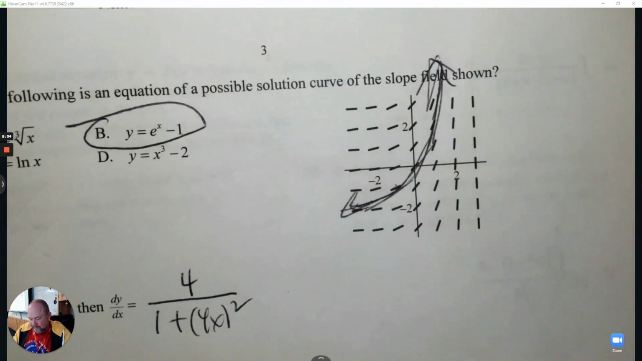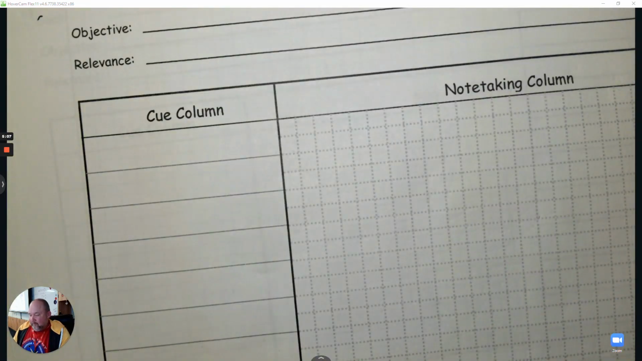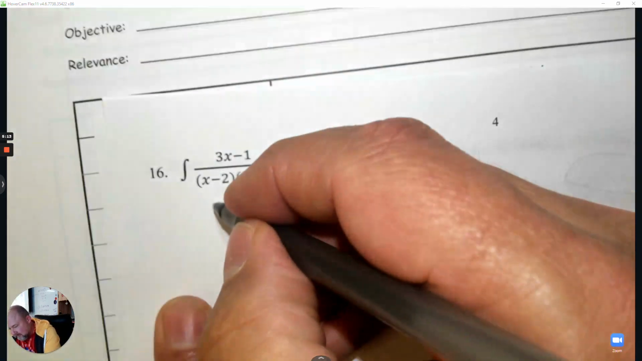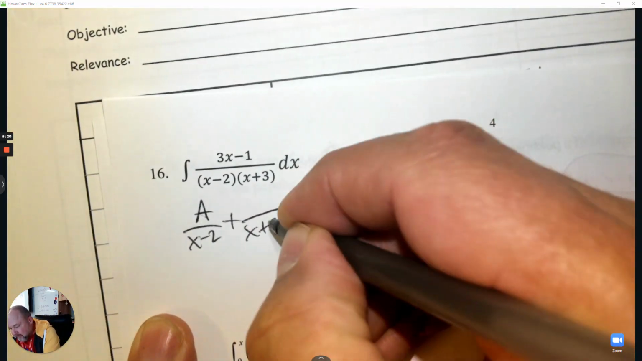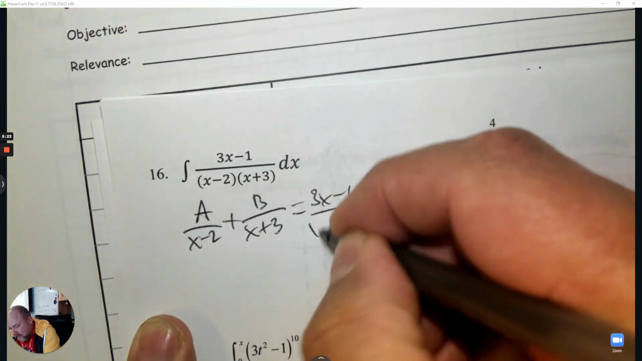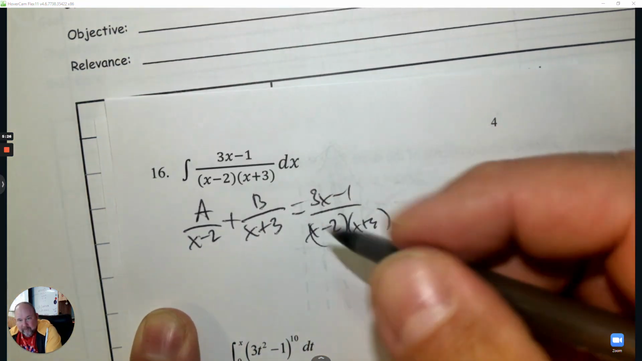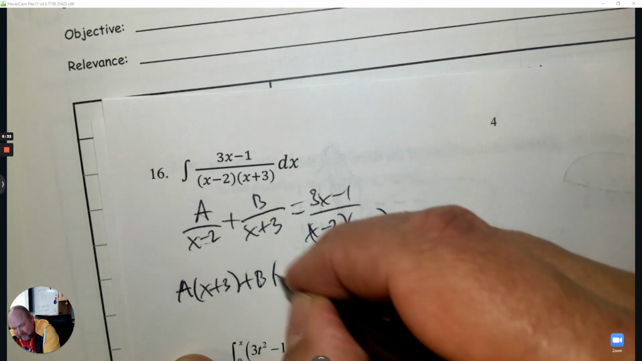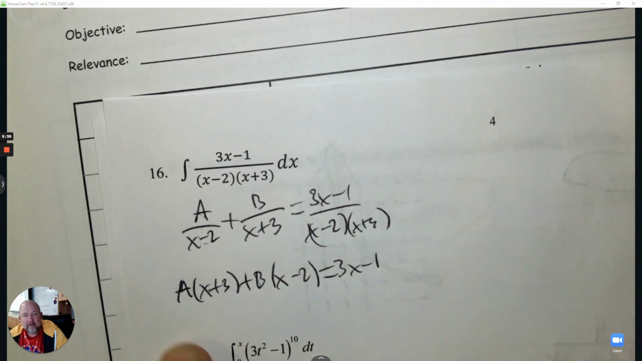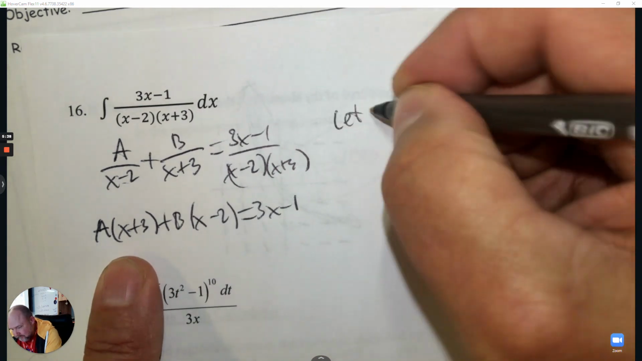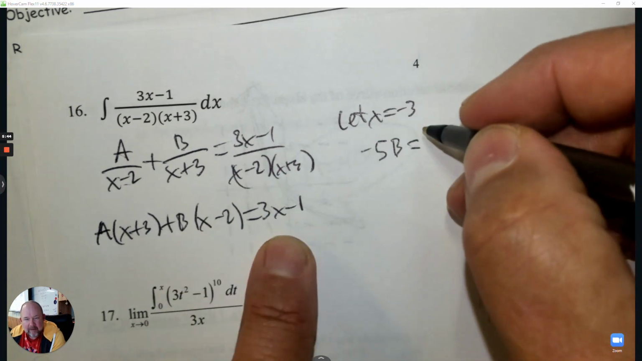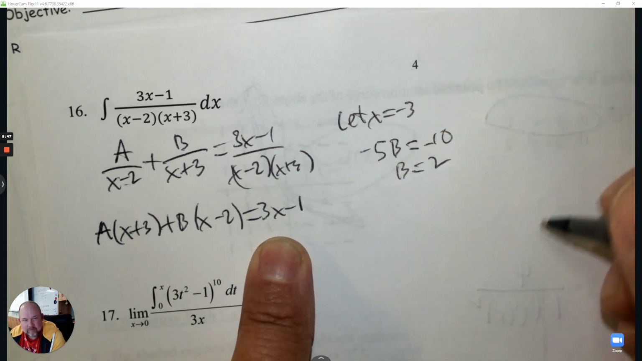All right, turn the page. All right, we're going to separate this. So it's already been factored, so that's nice, right? So we have x minus 2, we have x plus 3, and then 3x minus 1. So we have a times x plus 3. We have b times x minus 2. And then we're going to let x equal a negative 3. So that gives me negative 5b. What is that? Negative 10. So b is equal to 2.